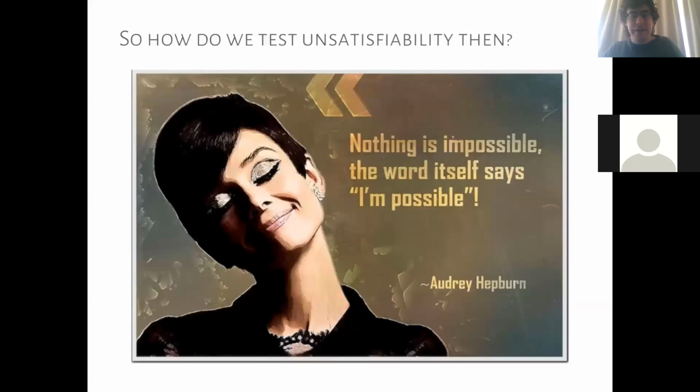Okay. So how do we test unsatisfiability then? Essentially the question is, we know that if we have unsatisfiability, we don't need to implement entailment. How do we implement unsatisfiability then? So the short answer is that in many cases we can't. It's impossible to implement unsatisfiability in the general case.